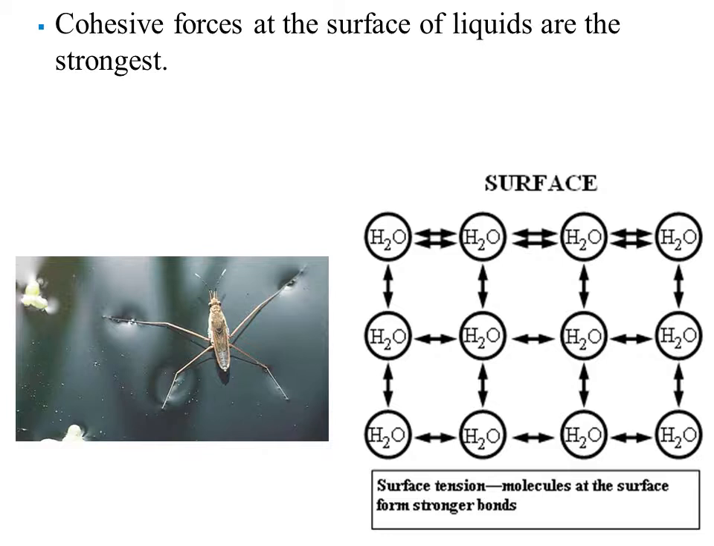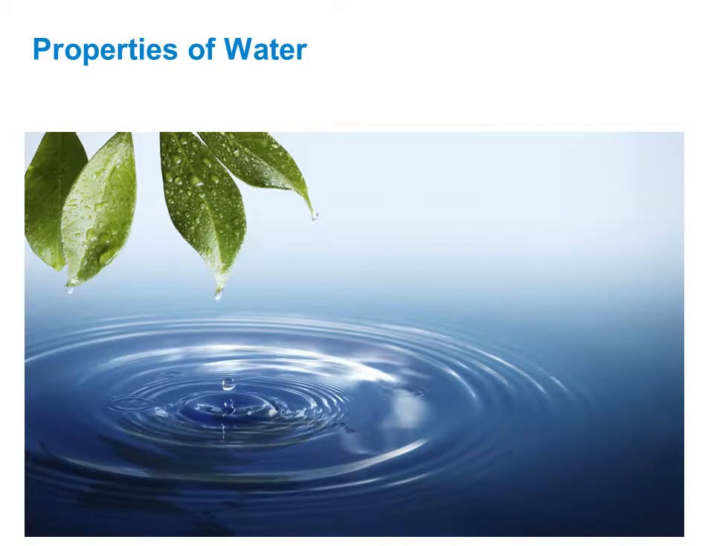Cohesive forces at the surface of liquids are the strongest. They are so strong that some insects are able to utilize this strong cohesive property. They can walk on water. So now we're going to look at several properties of just water itself.